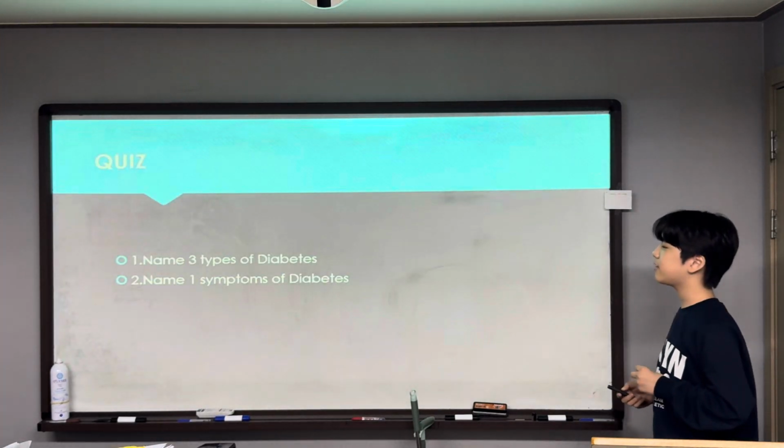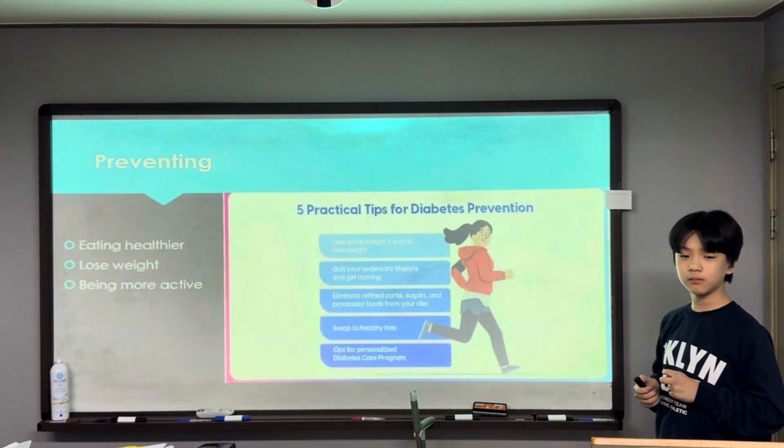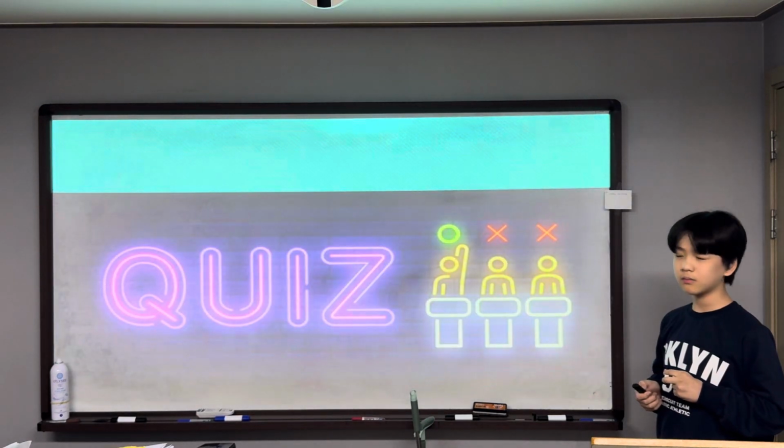Now the first question is naming. Oh, I think he has a question. So how does the third diabetes happen?